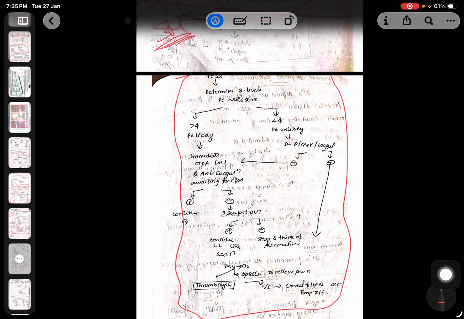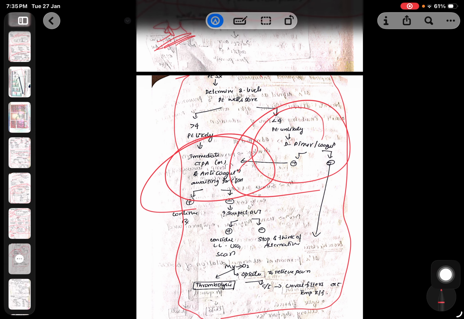So you have to do the CTPA. Then you have to start on anticoagulation. Still, if you suspect it, you can start one, because the patient won't die because of it. But if you don't treat, the patient will die. But if the D-dimer is negative, then you can consider an alternative diagnosis. But if it's a positive D-dimer case, then you need to do a CTPA.